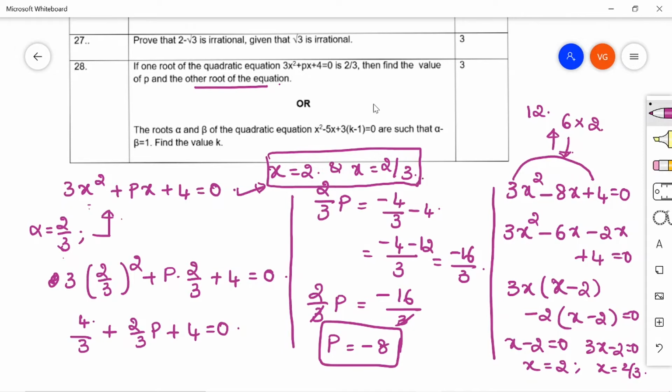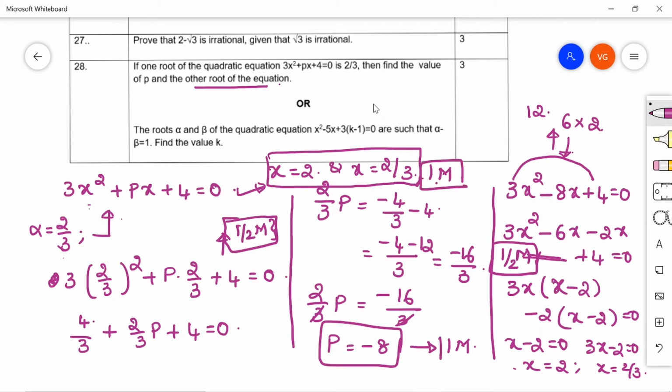Now coming to the marking criteria here, for each and every step you will get a mark. See, substituting 2 by 3 here, in this step you will get half mark. Then solving the value of p here, for this you will get 1 mark. Then splitting the middle term, here you will get half mark. Finding the solution and writing down the answer, you will get 1 mark. So 1 mark here, 1 mark for finding the p value, half mark and half mark here. So totally 3 marks for this question.